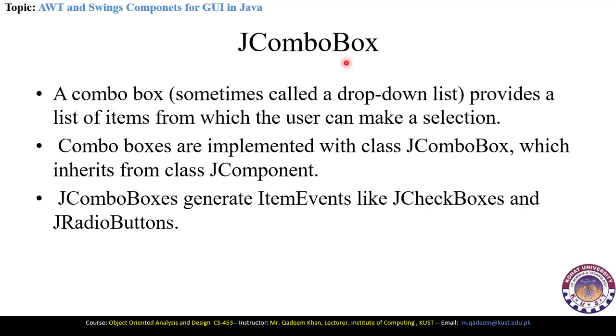JComboBox is implemented with the JComboBox class. This is a special class which is used to instantiate the objects of the JComboBox, and it is inherited from JComponent. The JComboBox generates item events like the JCheckBox and JRadioButton. So this is the event for the JComboBox. When you click on the JComboBox, or when you select a particular item from the JComboBox, then this event will be fired and the body of this event defines the functionality.